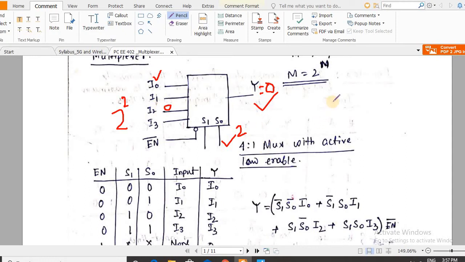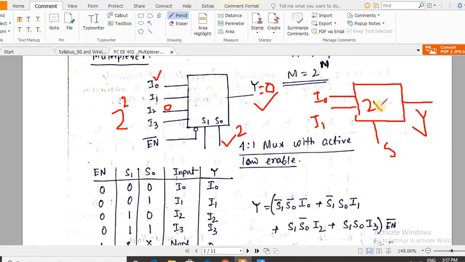The minimum will be a 2:1 mux. The minimum unit of a multiplexer has 2 input lines, 1 selector line and 1 output line. So the first input will be I0 and the second input will be I1. This is the selection line S, and this is the output. So this is basically a 2 cross 1 mux, the minimum block of a multiplexer. Now if we set S equal to 0, y is equal to I0. If we set S equal to 1, y is equal to I1.